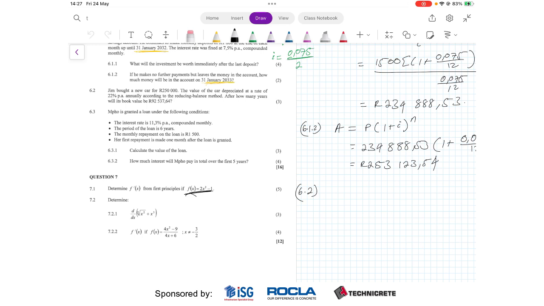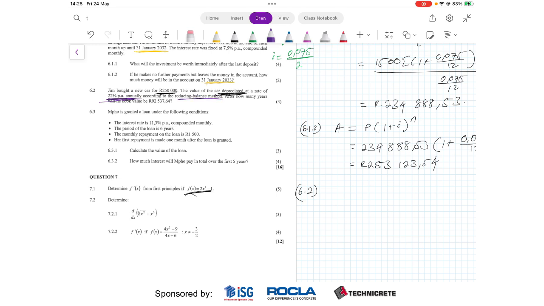92,537.64? Okay, so firstly, principal amount 250,000 given in the statement. It depreciates. Okay, the value of the car depreciates. So immediately that tells you that we need to be minusing the interest. It depreciates at a rate of 22% per annum annually. That's very important. Annually. 22% per annum annually, according to the reducing balance method.